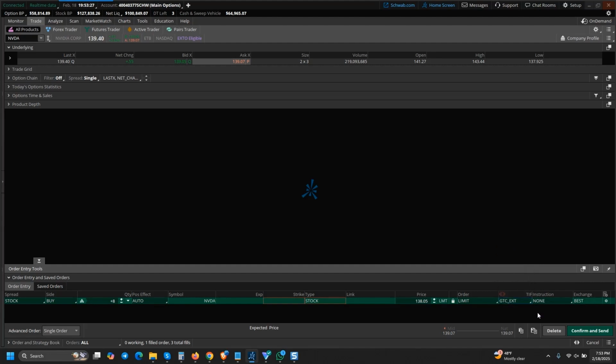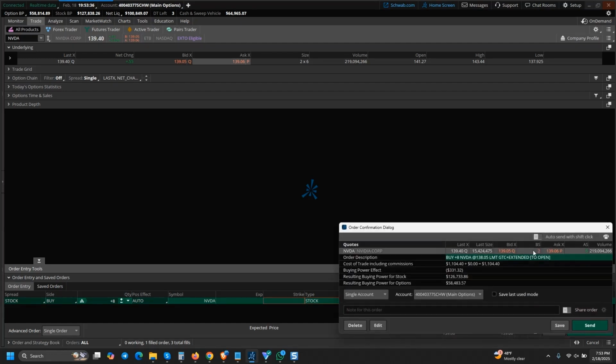So let me put this in. You don't have to put in any instructions. Exchange defaulting to the best option to get you your price. That's great. And then we can click on confirm and send.